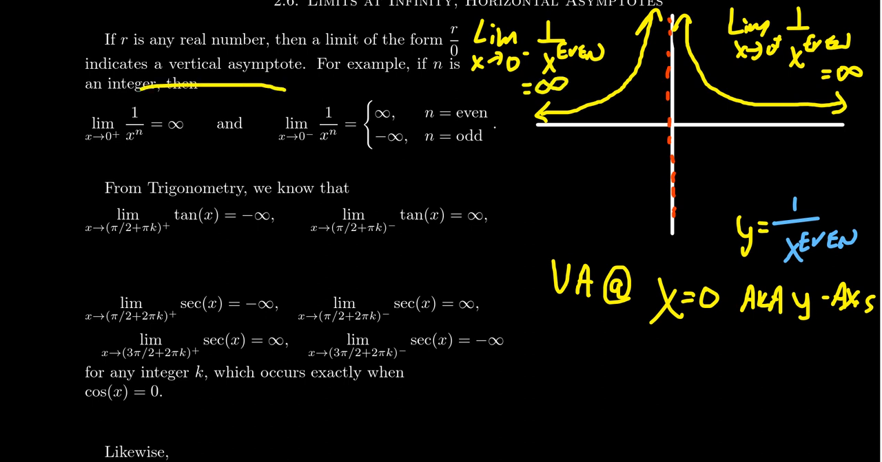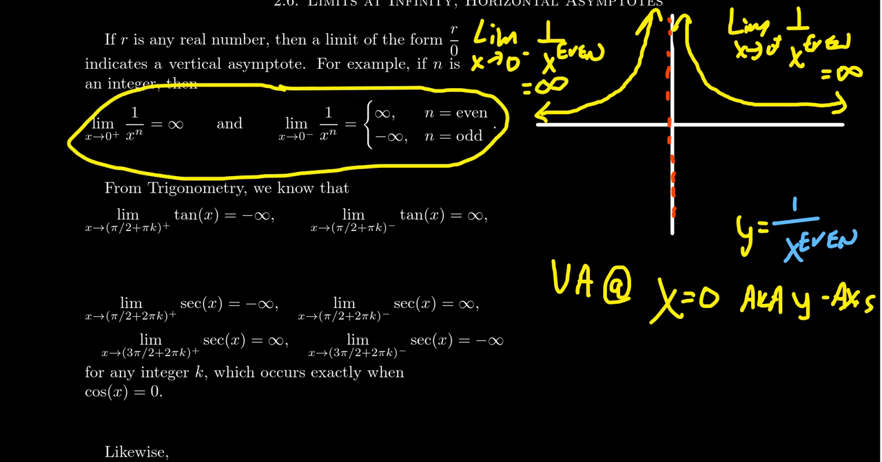That's what this information right here is trying to summarize: whether your exponent is even or odd, if you approach 0 from the right, 1 over x to the n will become infinite. On the other hand, if you approach 0 from the left, 1 over x to the n will approach either positive infinity or negative infinity.